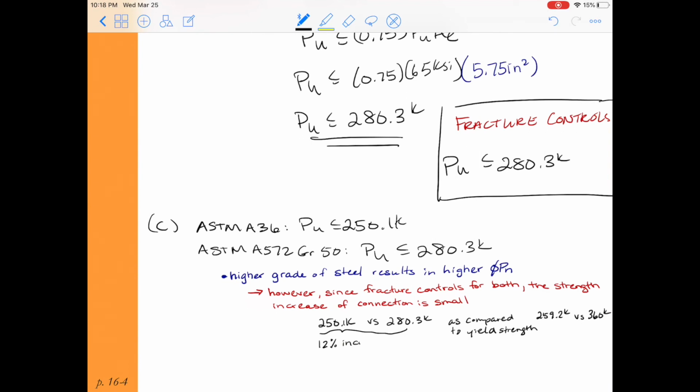So we saw only about a 12% increase in strength, even though the jump from 36 KSI to 50 KSI, or the jump from 259.2 to 360 kips, is much larger than 12%. It's actually, in fact, a 39% increase. And so that's one of the things we want to think about: when we have connections that are limited by fracture, we might not be utilizing the material to its best ability.